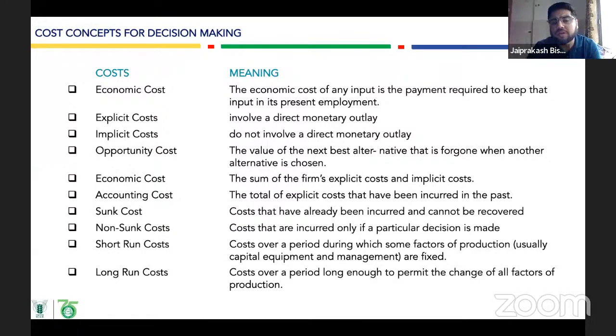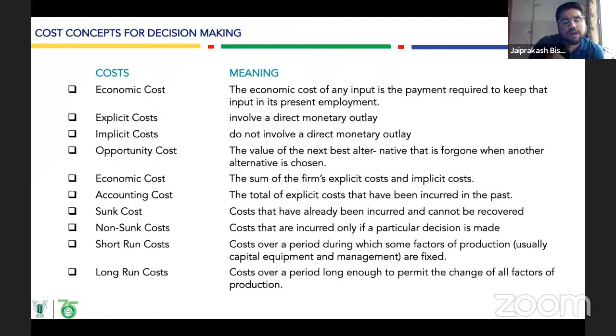Now coming to the opportunity cost: the value of the next best alternative that is foregone when another alternative is chosen. For example, I will go with the same example. There is one farmer. He has different alternatives to earn money. For example, he could invest his labor in the agriculture field, or he could be earning from the Narega also. So the next best alternative for him is the cost which he has foregone.